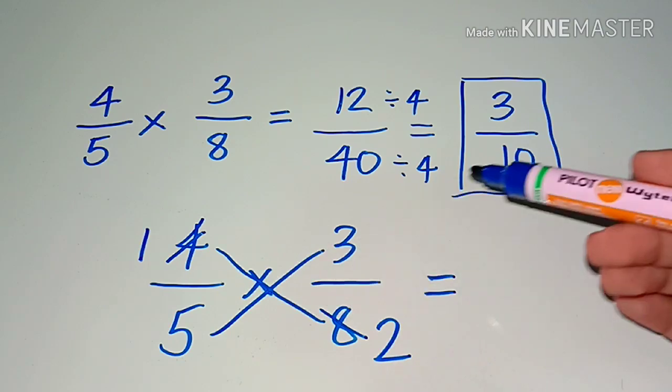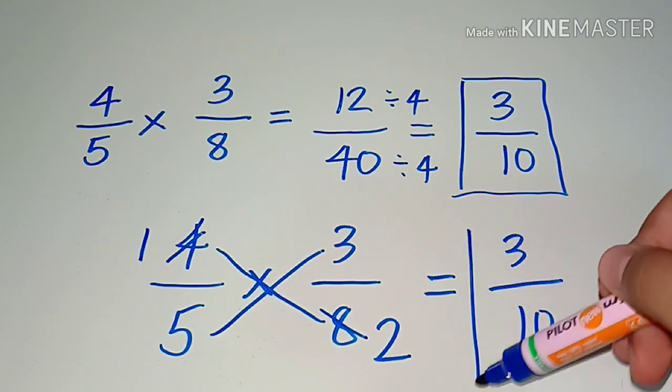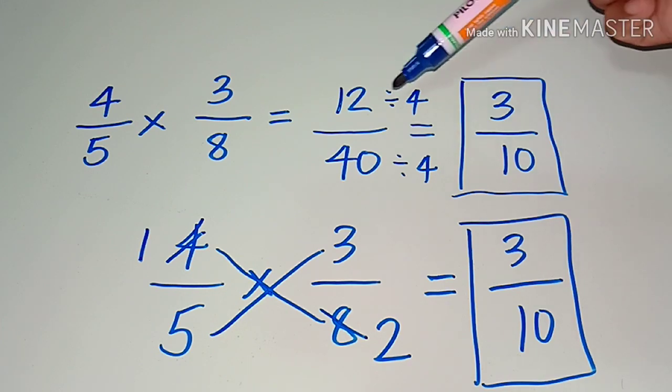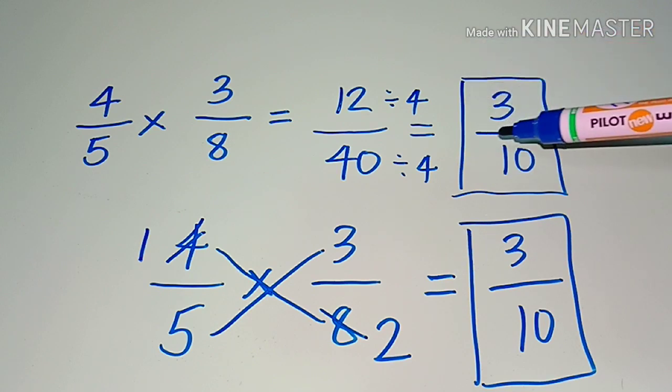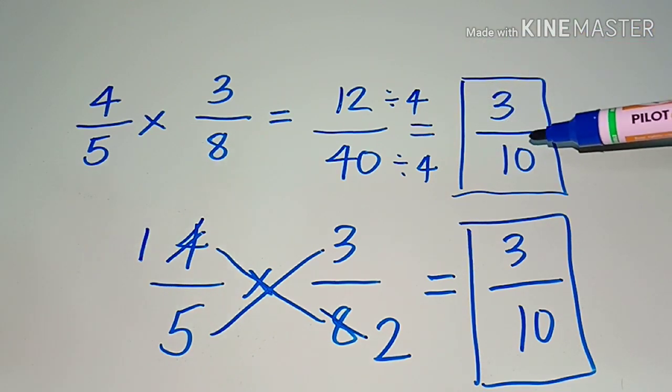So 1 times 3 is equal to 3. 5 times 2 is equal to 10. The same answer. The good thing about using cross cancellation is that your answer is already in the simplest form. But you can also check it so that you will be sure of your answer. But you really have to be very careful to always simplify your answer.